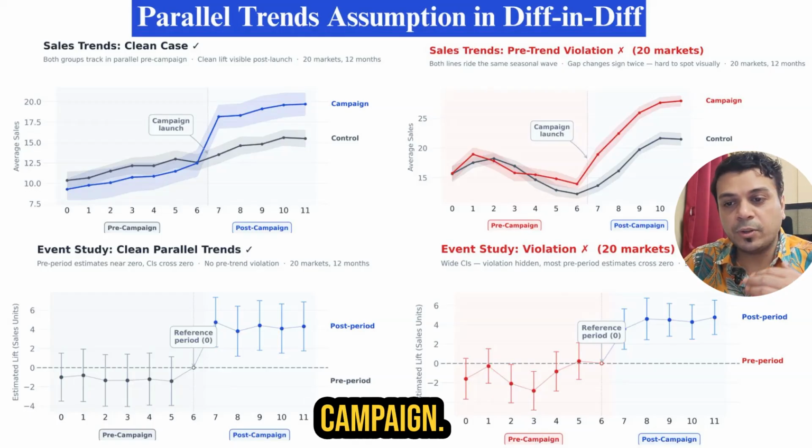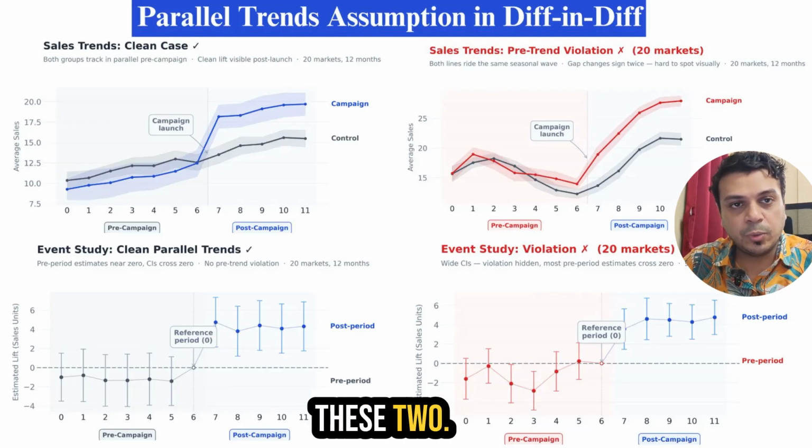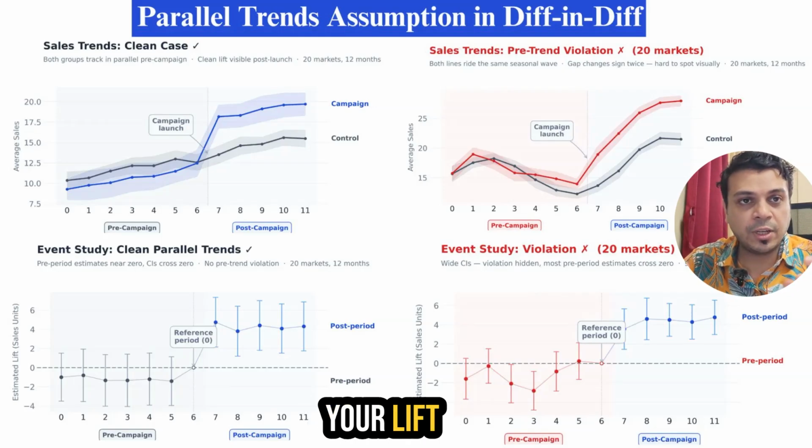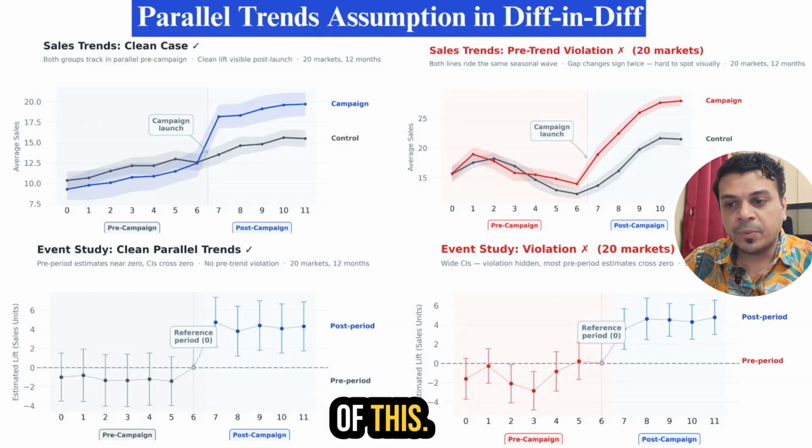So basically a new campaign, so you can say that it's the treatment group, and then the control more or less follows a very similar trajectory. So the difference between these two, that's actually going to give you your lift, or you can say your incremental lift as well. So Diff-in-Diff is very good for incrementality testing precisely because of this. But let's come back to the parallel trends assumption again.